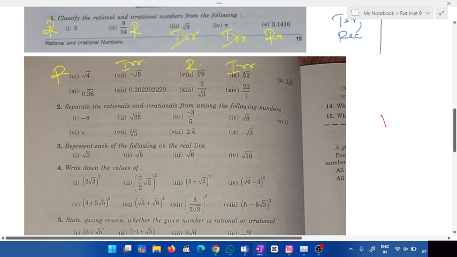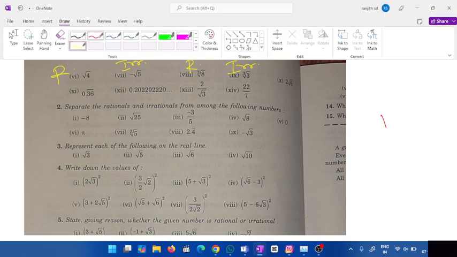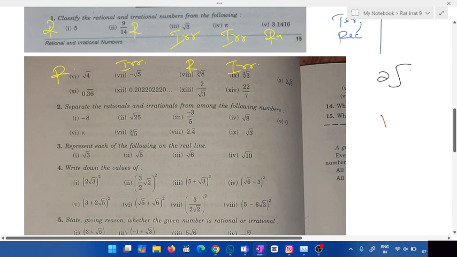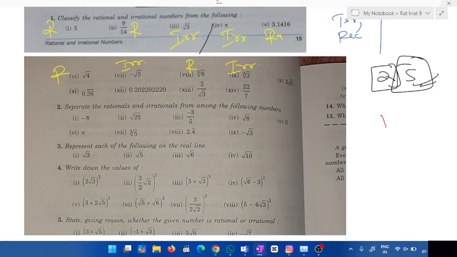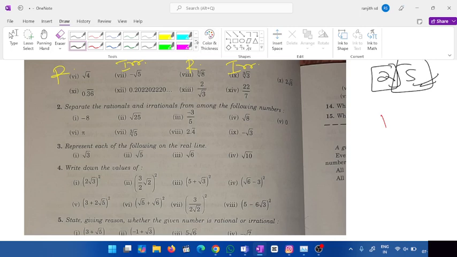Next, 2 to the power of root 5. How much is 2 root 5? See, 2 is a whole number. Forget about that. But root 5 is given. Root 5 is rational or irrational? So, entire 2 root 5 will be irrational. You have to check the entire value, not just 2, the entire value. Irrational number.